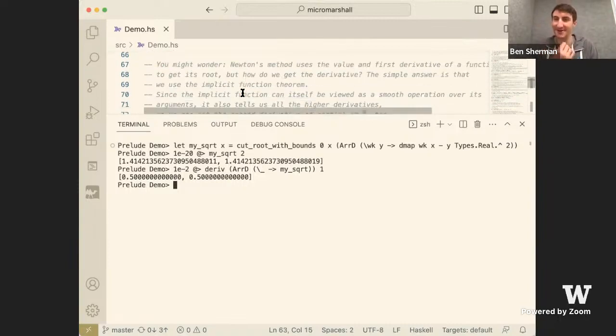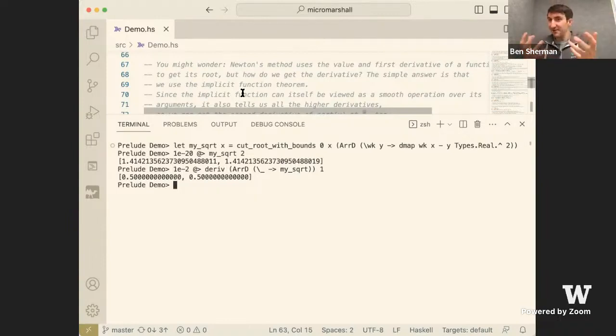So you might wonder, Newton's method uses the value and the first derivative to get a value, right? But then how do we get the derivative of something computed using Newton's method, or the derivative of an expression that was computed using root finding? Well, this is just something from our calculus class. The implicit function theorem tells us exactly this, the derivative of an expression that was constructed using root finding. And that's built into that root finding operator that we have.